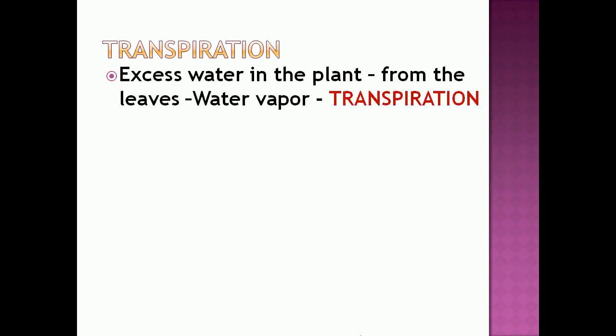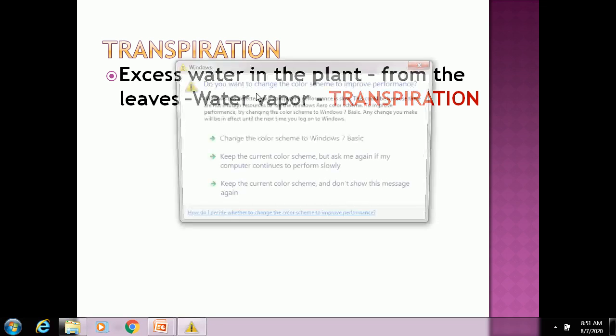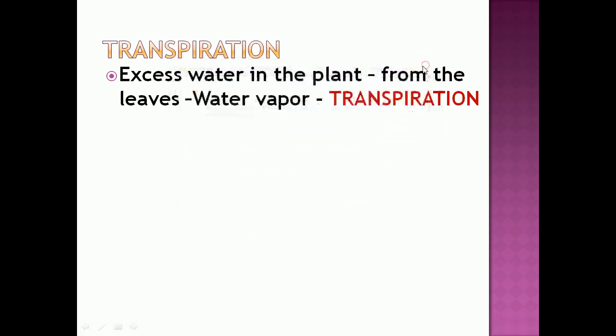Now we can see what is meant by transpiration. After the plant uses the water for photosynthesis, the excess water in the plant is evaporated from the leaves in the form of water vapor. That is called transpiration. The excess water in the plant, released from the leaf in the form of water vapor, is called transpiration.